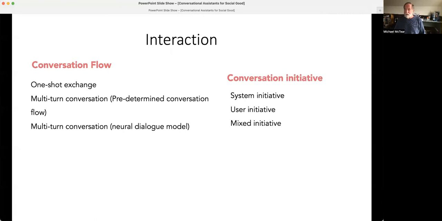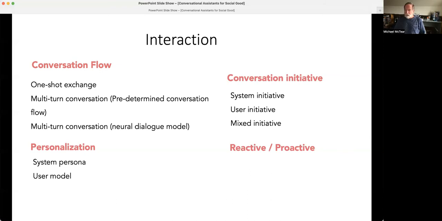Then looking at the control within the conversation, we can have a conversation in which the system takes the initiative and asks questions, or alternatively, where the user takes the initiative and asks questions or gives commands, and then there can be a mixture of the two. Looking at personalization, the system may have a persona and may also maintain a model of the user.